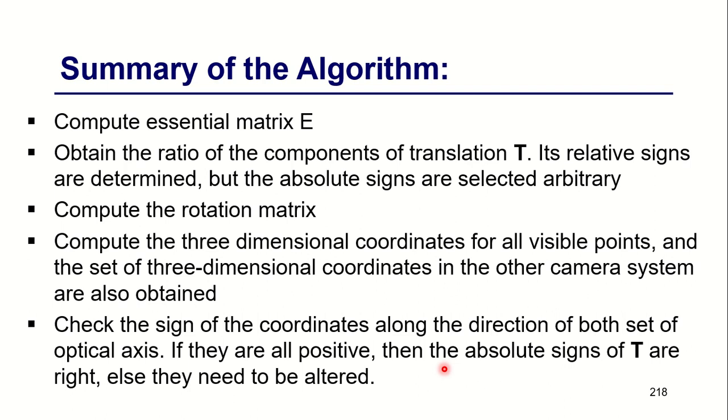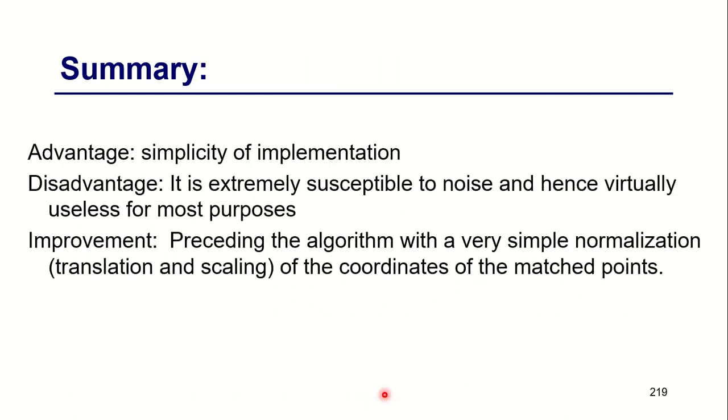This is a summary of the algorithm. You have to compute the essential matrix E and obtain the ratio of the components of translation T. Then relative signs are determined, but absolute signs are arbitrarily selected. And the rotation matrix has to be computed. Then 3D coordinates for all the visible points, and a set of 3D coordinates in the other camera system, are also obtained. And check the sign of the coordinates along the direction of the optical axis of both sets. If all of them are positive, then the absolute signs of T are right, else they need to be altered.